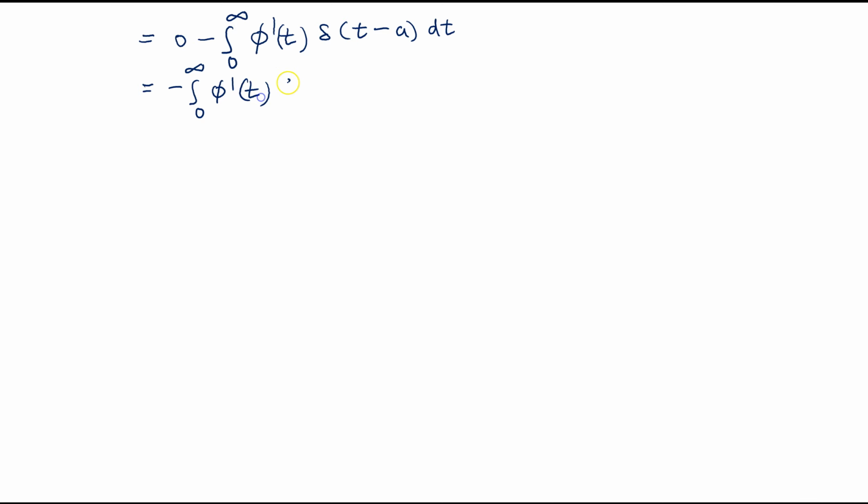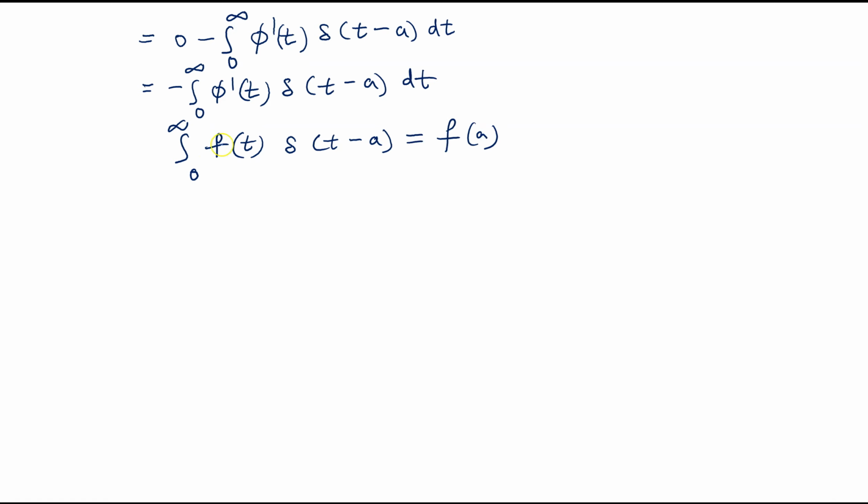Then you get 0 minus integral 0 to infinity phi dash of t into delta of t minus a dt, which is equal to minus integral 0 to infinity phi dash of t into delta of t minus a dt, right? This is similar to the property which we have mentioned, integral 0 to infinity f of t into delta of t minus a equal to f of a. So according to this property, we can write this.